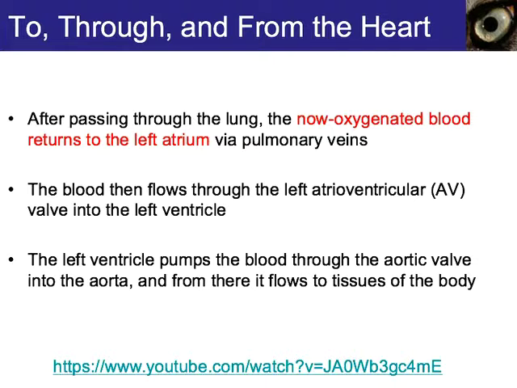Basically know that deoxygenated blood is going to come into the right atrium and then flow into the right ventricle, then get pumped to the lungs. Then once that oxygenated blood returns, it's going to enter into the left atrium and then into the left ventricle, where it will get pumped into the rest of the body.